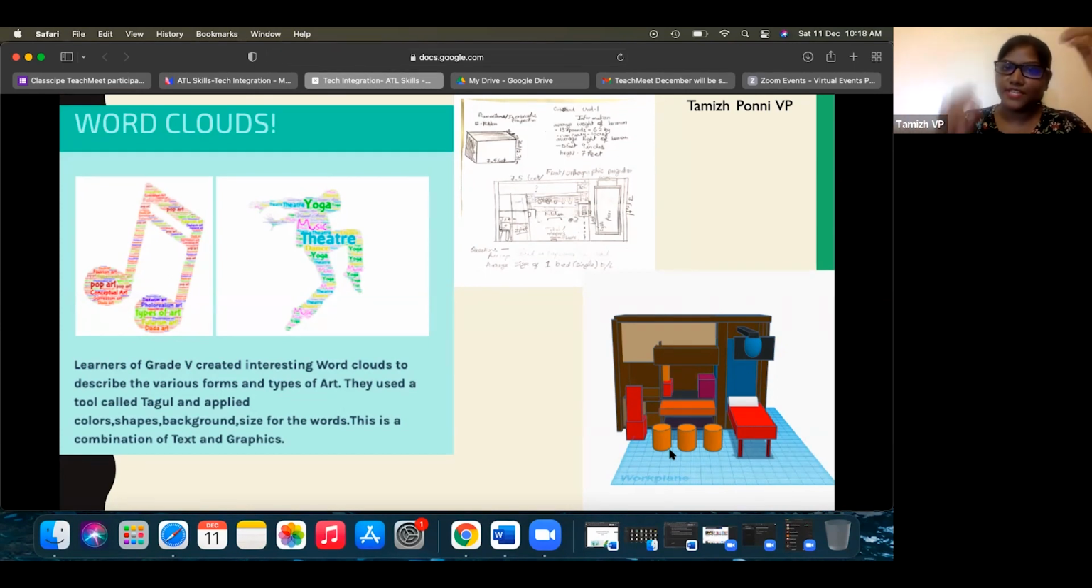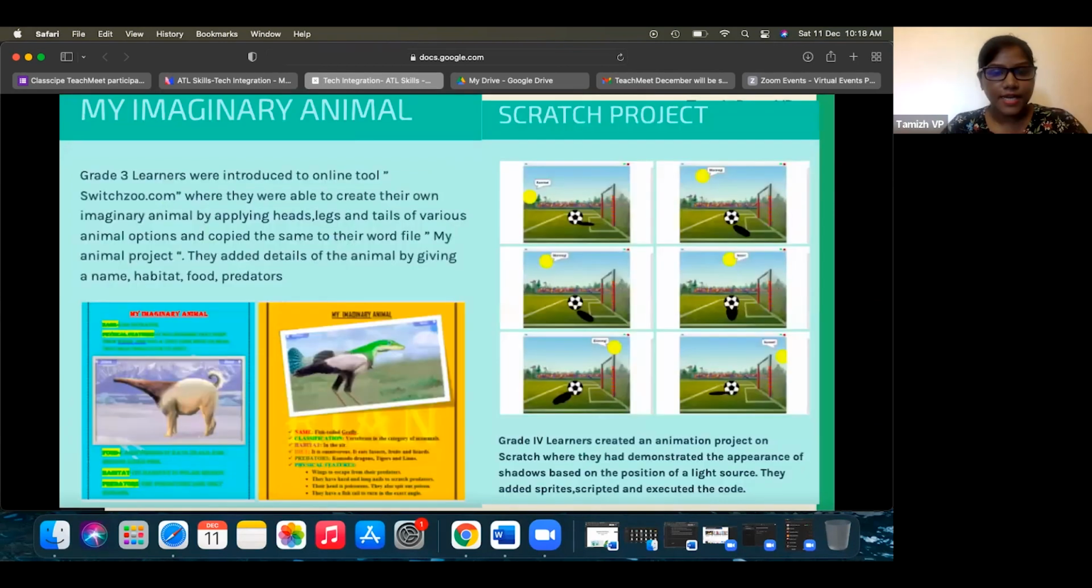So he came up with sketches like this with dimensions, height, the width of the whole thing. And then after that, he used a software called Tinkercad, which I'm also attaching. And then he made a 3D model of that whole thing. Of course, it's not possible for them to make it for real, but at least as a simulation, they're able to see how it looks in 3D view. Like a teacher said, how they made an imaginary, I think, animal, right? If I'm not wrong.